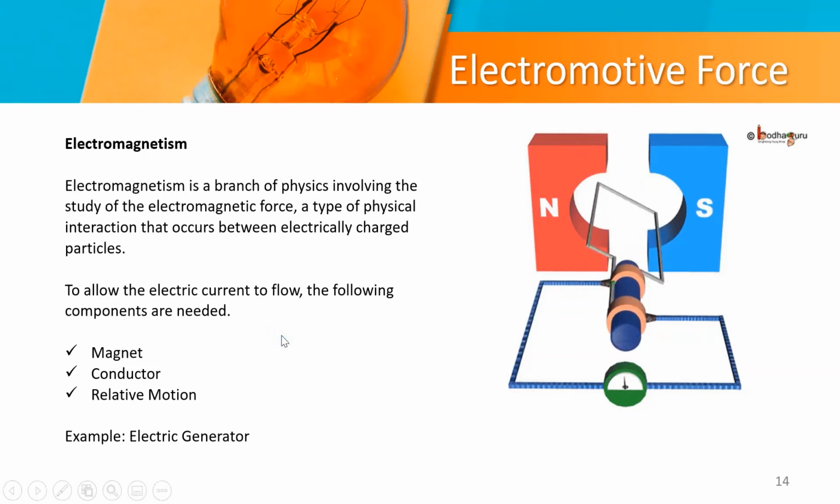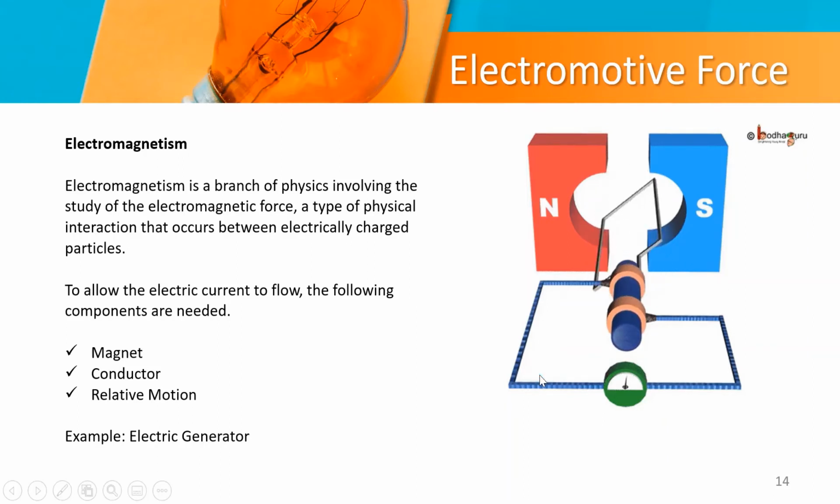And number three, we need to have a relative motion. Now, as we can see in the diagram here, we have two magnets represented by north and south poles. In between, there is a magnetic field. According to the theory, if the conductor is moving in the magnetic field, then the electrons will flow. As you can see here in the green color, there is a moving needle pointer, which denotes that electricity is actually moving.